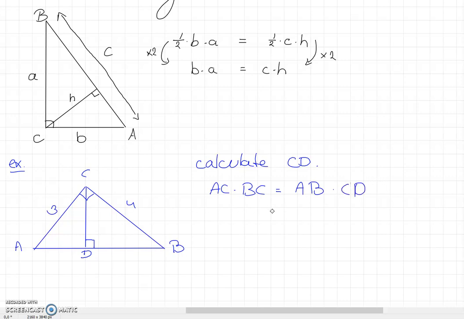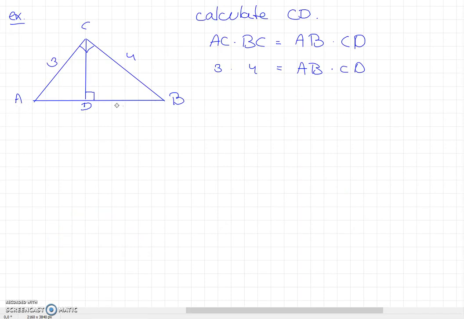Now, we substitute all the known lengths. AC is 3, BC is 4, but unfortunately neither AB or CD is known to us. Since these are two unknown values, we have to figure out at least one of them. Well, CD is not something we can figure out in one step, but AB fortunately is, seeing as ABC is right angled, so we can use Pythagoras' theorem.